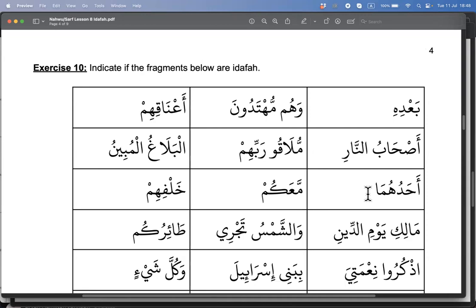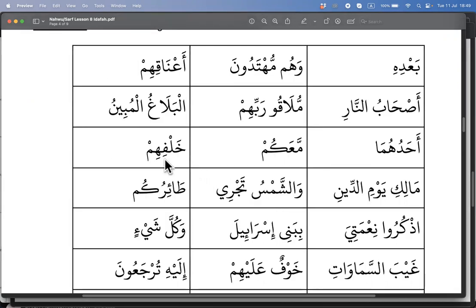Clear? Okay. Next one. Ma'akum. Idofa. Good. What kind of word is this, ma'a? Is this a special mudhaf? Yes. Good. Next one. Hol fi him. Yes. Good. Next one. Maliki yaumiddin.